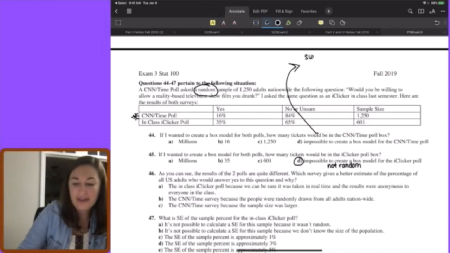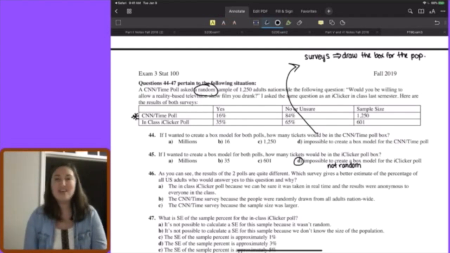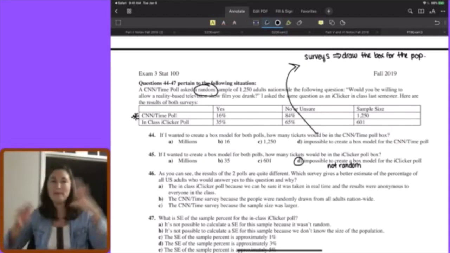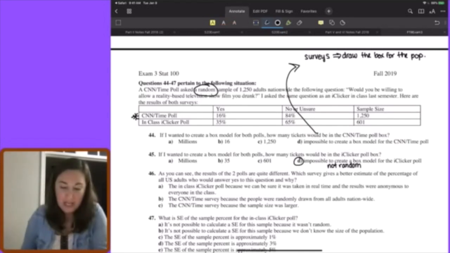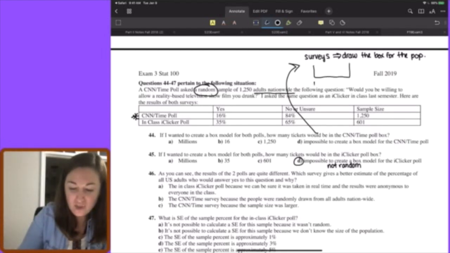Okay. Now, for 44, the CNN Time poll, for this one, I'm just going to show my work up here. For surveys, which is what we have here, polls, we always want to draw the box for the population. And then imagine picking people randomly out of the population. So that's the big difference between the gambling games and the surveys. Gambling games, you draw your box for one single play. And then for surveys, you draw the box for the whole population and imagine randomly picking people. So the whole population for the CNN Time poll is adults nationwide.